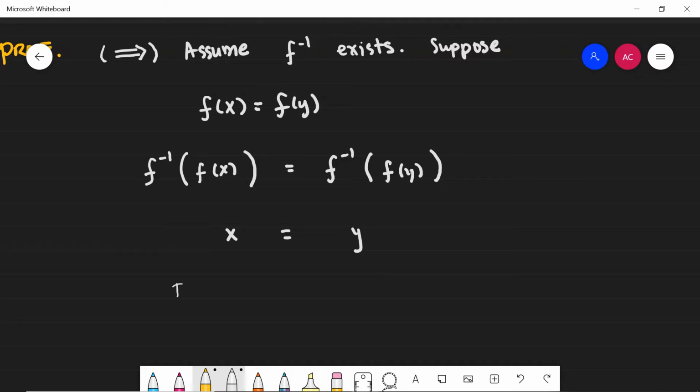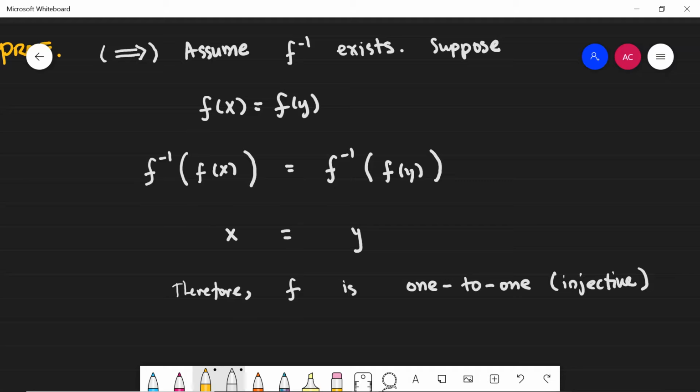Therefore, F is 1 to 1. Or if you like, F is injective. F is 1 to 1, and sometimes, of course, we call this injective. Okay. So that proves that F is injective.